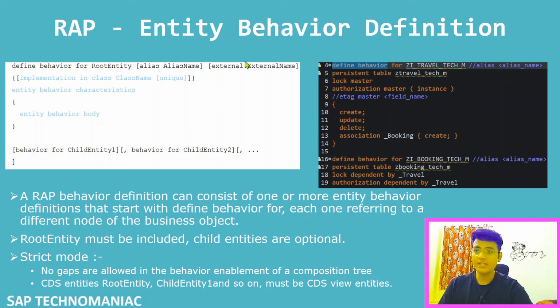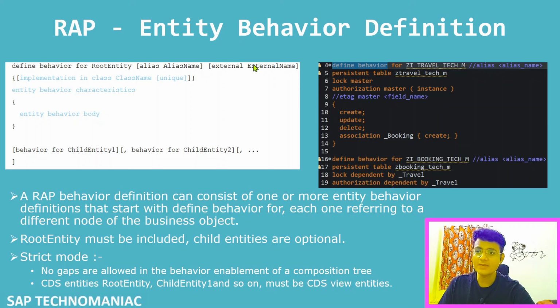Apart from that, in this syntax we can give an alias name for your CDS entity. Why are we giving an alias name? I might have created ZI_Travel_TechM, you might have created ZI_Travel_1234M, something else you might have created. So for an understandable format, I can give the alias name as travel, as booking for the booking entity, and for the booking supplement I can give booking supplement.